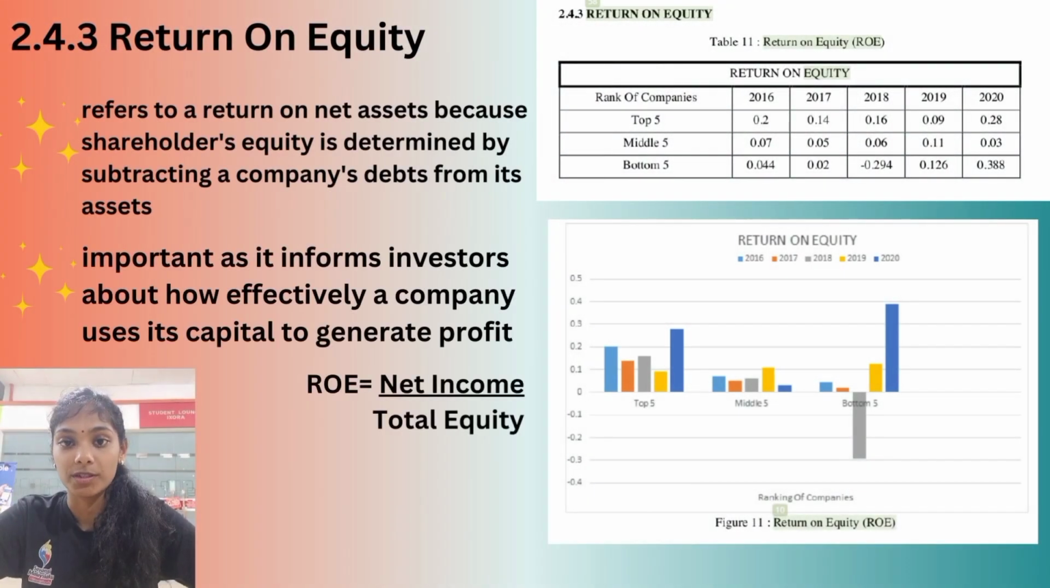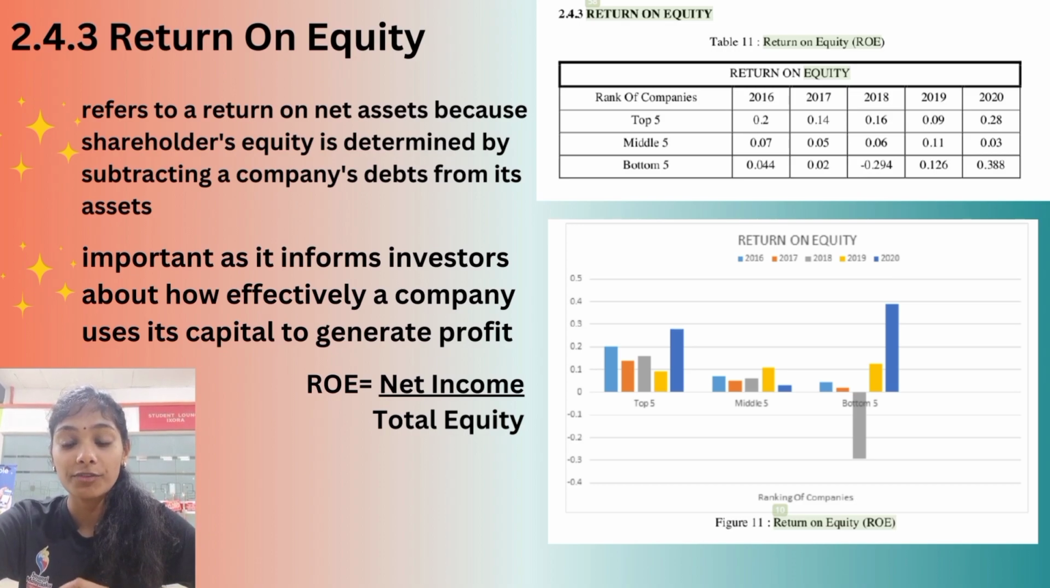Next is about return on equity. A measure of financial performance known as return on equity, which is also called ROE, is obtained by dividing net income by shareholders' equity. ROE is referred to as the return on net assets because shareholders' equity is determined by subtracting a company's debt from its assets. A higher percentage indicates that a company is more efficient at profiting from its existing assets. This percentage is important because it informs investors about how effectively a company uses its capital to generate profit.